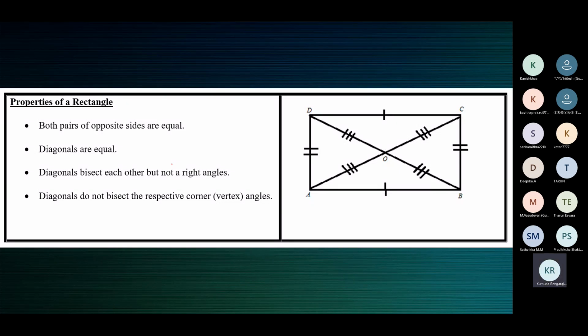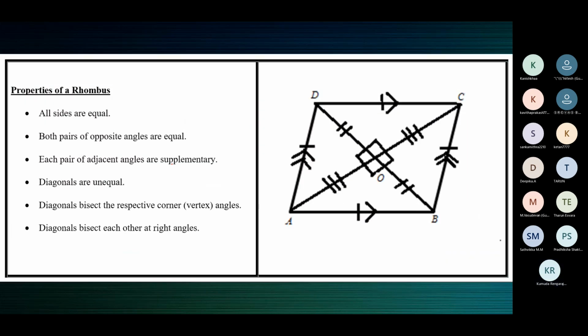So both pairs of opposite sides equal, diagonals are equal here. Diagonals bisect each other, but not at right angles. And diagonals do not bisect the respective corner angles. Did we see the properties of a rhombus? Yeah. I hope you noticed that the diagonals bisect the respective corner angles.